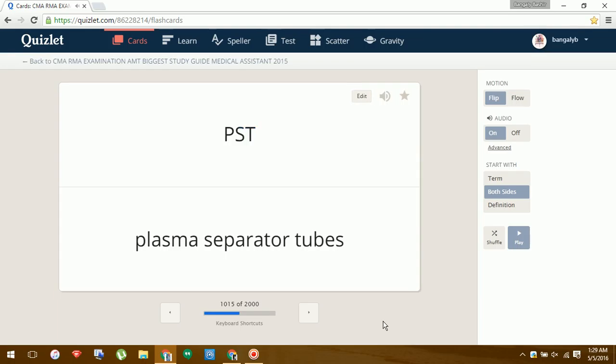PST. Plasma separator tubes. BMP. Basic metabolic panel. ETO. Ethyl alcohol. FSH. Follicle stimulating hormone. PSA. Prostate-specific antigen.